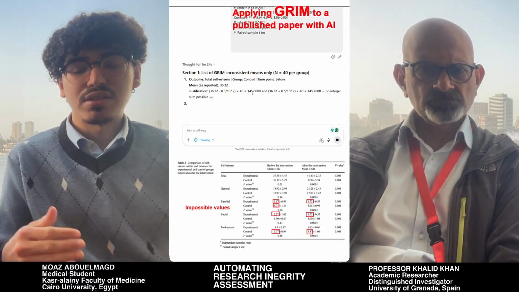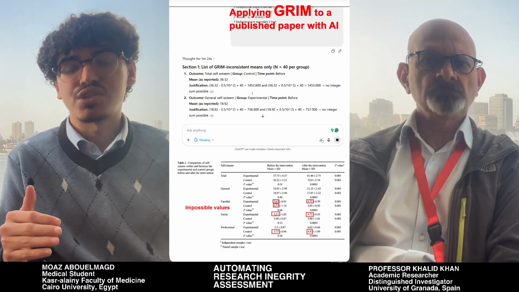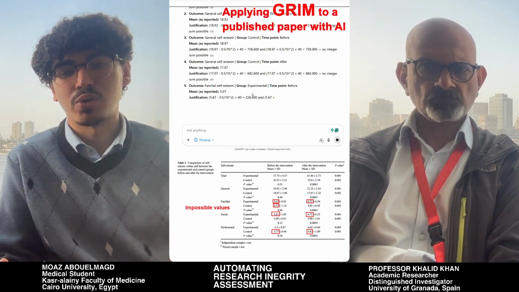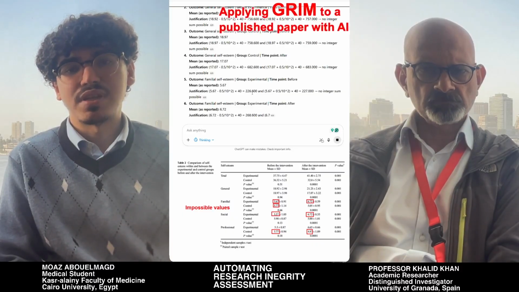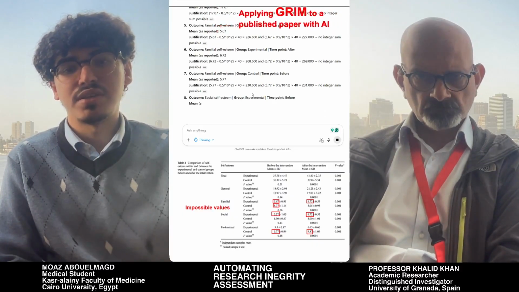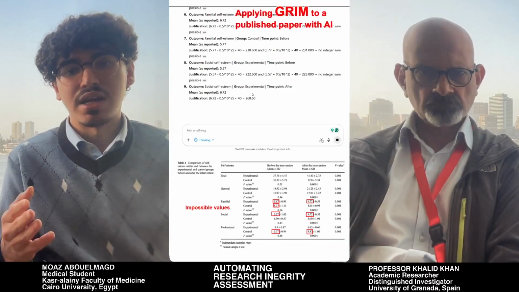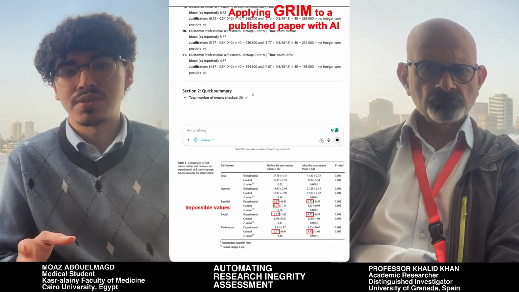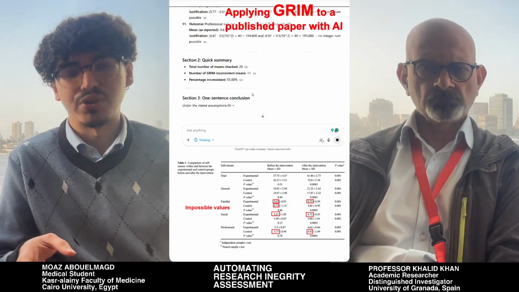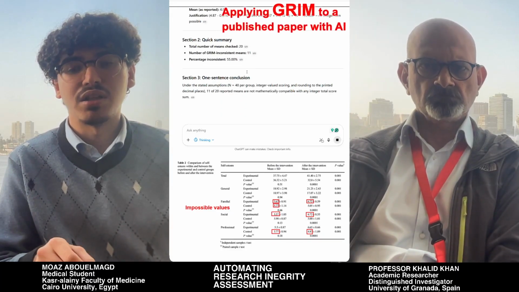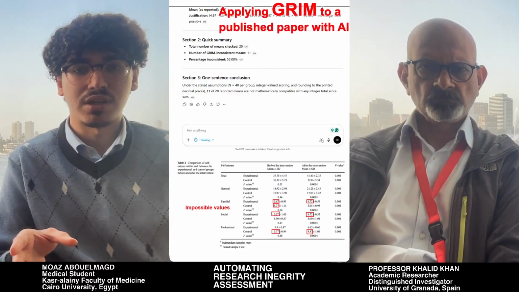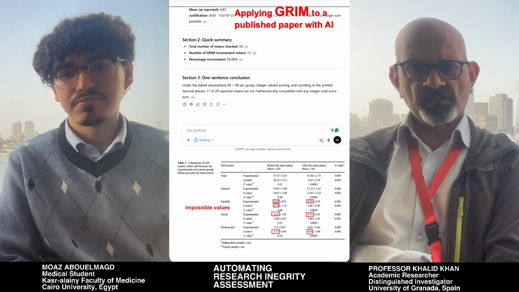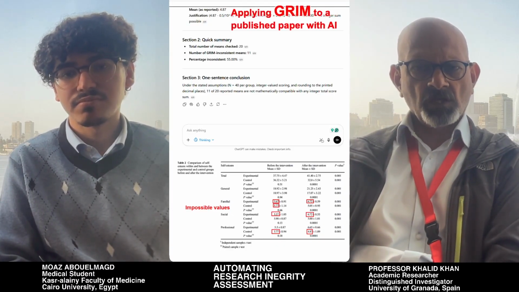Well, it's applying the equation to each outcome in the study and categorizing the outcomes as either consistent or inconsistent. Inconsistent means that the Graham test failed and these numbers cannot possibly exist. As you can see right here, many of these inconsistent outcomes are already highlighted in the paper, in the comment in the lower half of the presentation. So here we have the bottom line, the quick summary, and the one-sentence conclusion from ChatGPT.